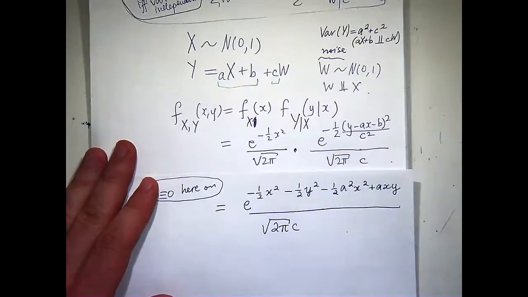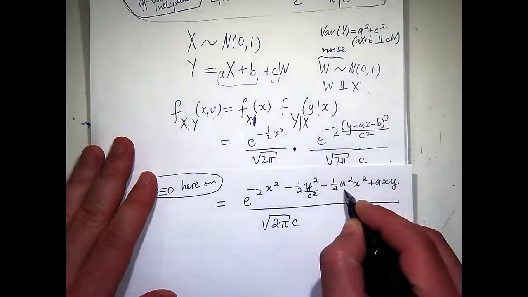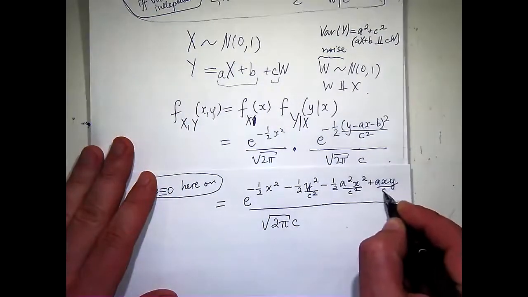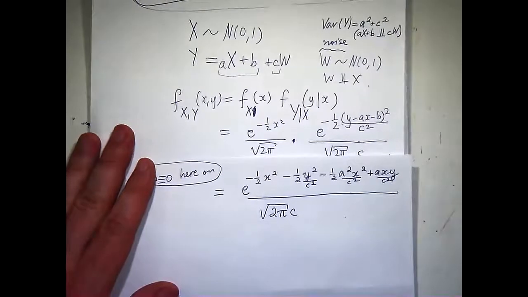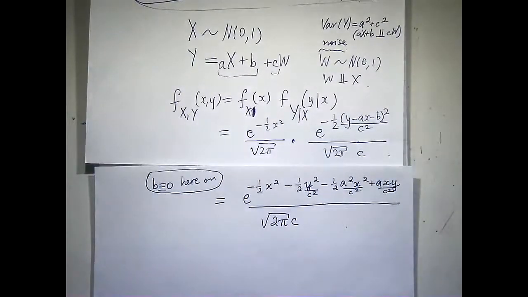All of those things have a c squared on the denominator. Maybe I better put that just y squared over c squared, a squared x squared divided by c squared, and axy divided by c squared. Okay, so that's a slightly complicated formula. Why am I going through this? Because I want to deduce the formula in terms of the covariance and the correlation.